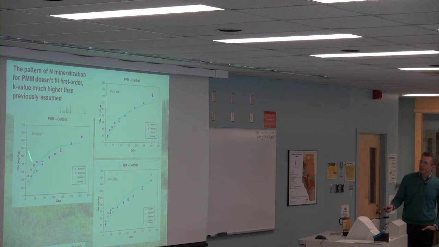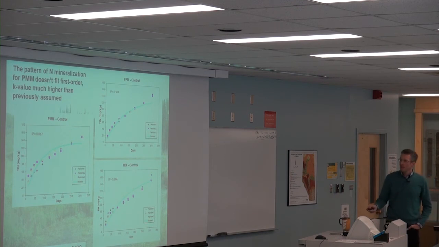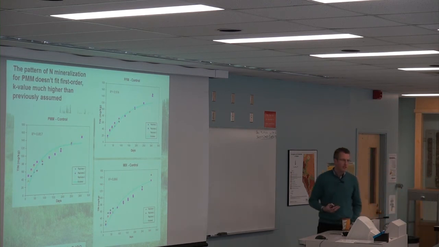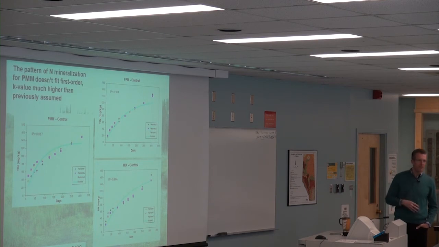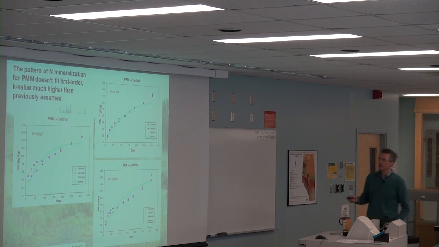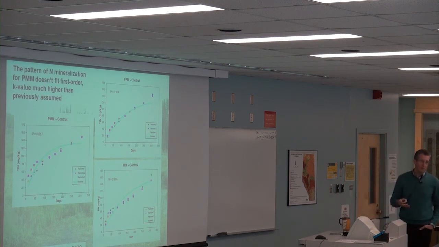Basically, the pattern of N mineralization for peat mineral mix does not fit first order kinetics. Okay, you can see, if you just look at the points, here are the measured data, and the blue line is the modeled data. And what you can see is just that the points don't fit very well in peat mineral mix. The measured points don't fit the modeled data very well. And the R squared here is 0.81, okay, or 81% explanation by that model. Still high, but not a very good fit.